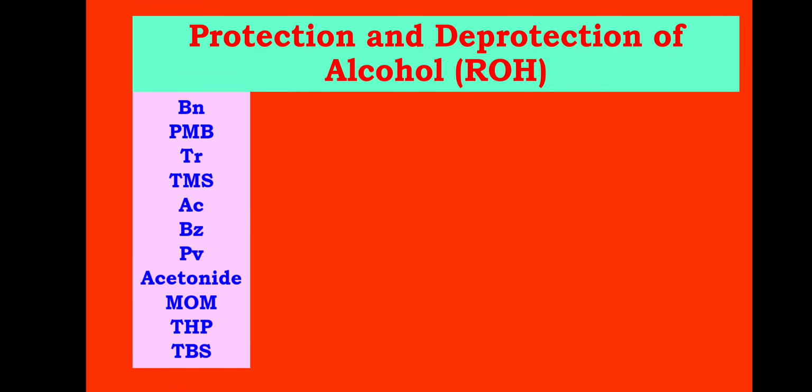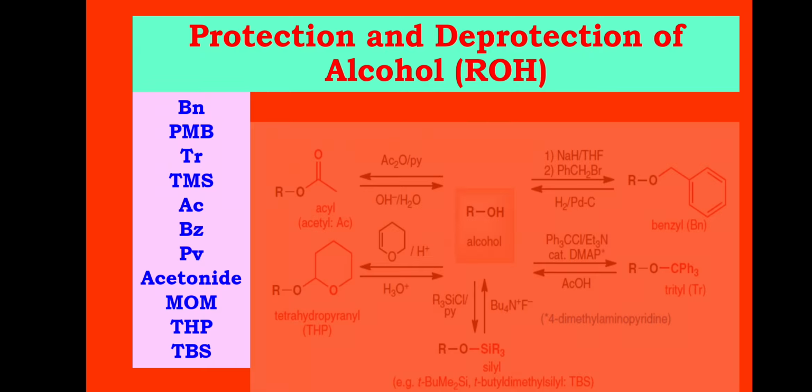So in this video we are going to see a very important topic that is based on protection and deprotection of functional groups. We are starting with protection and deprotection of alcohols. In this video we are going to see all these different functional groups that are used to protect alcohols and diols, with a lot of examples as well.